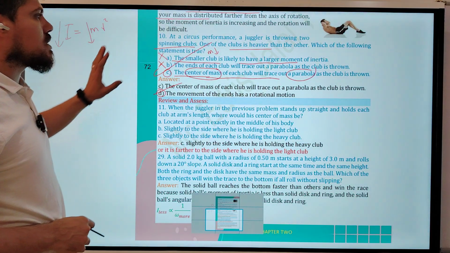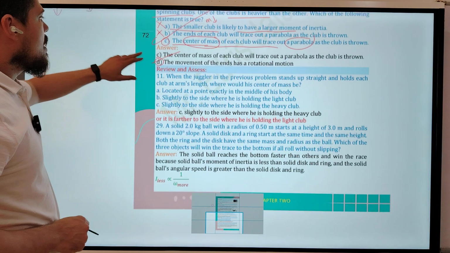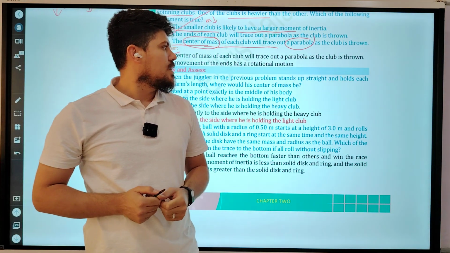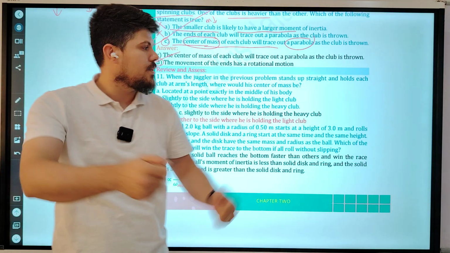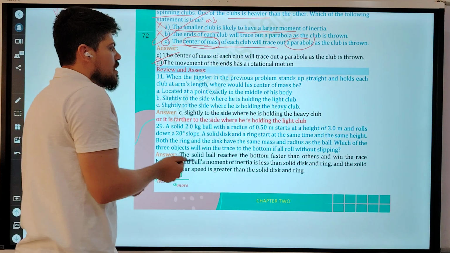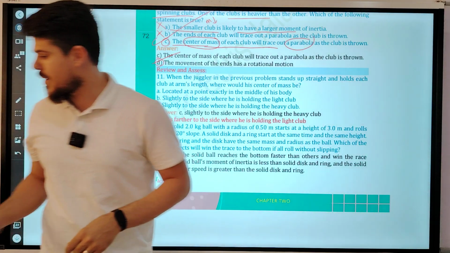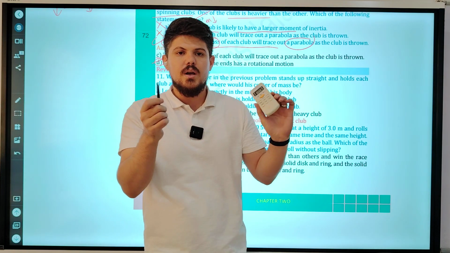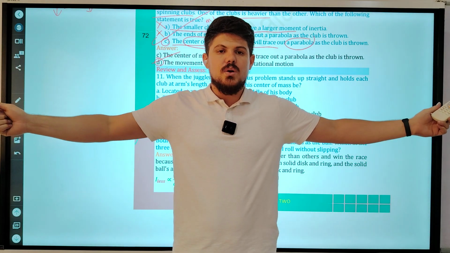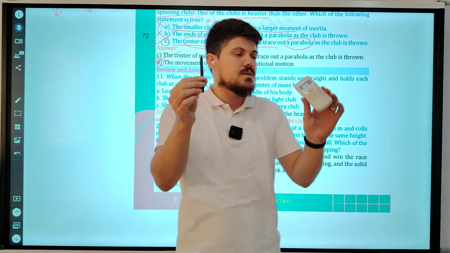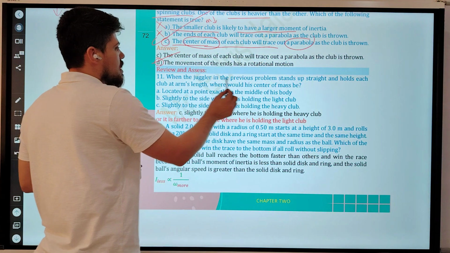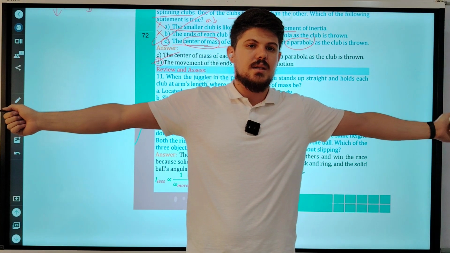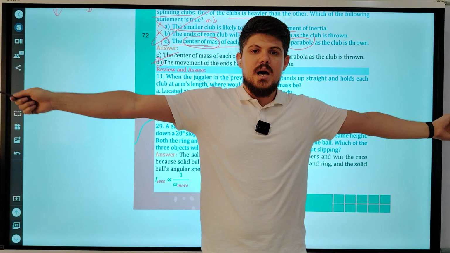Question 11 is related to question 10. Listen carefully, please. When the juggler in the previous problem, in question 10, stands up straight and holds each club at arm's length, where is his center of mass? Assume that we have two clubs, the heavier club and the lighter club. The heavier side, the lighter side.